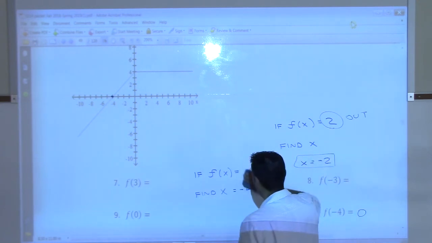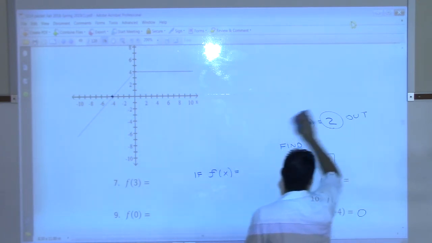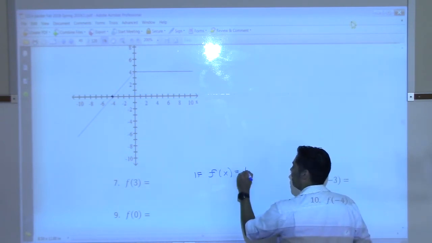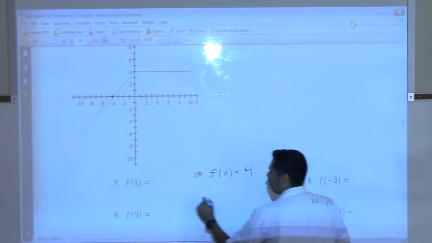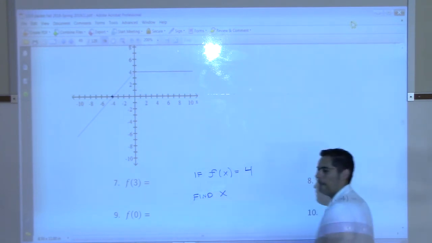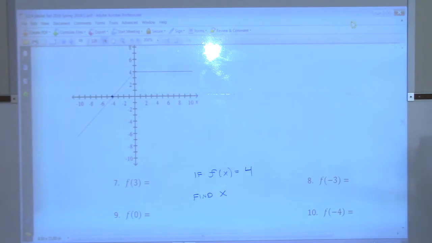Now I have a difficult one, so someone's going to get unlucky here. Okay. If f of x equals 4, find x. Mix these up a little bit here. Nivini? You're the lucky one, or unlucky one.